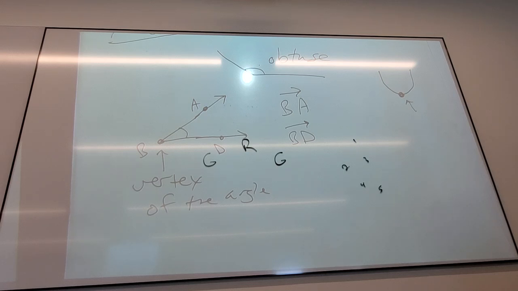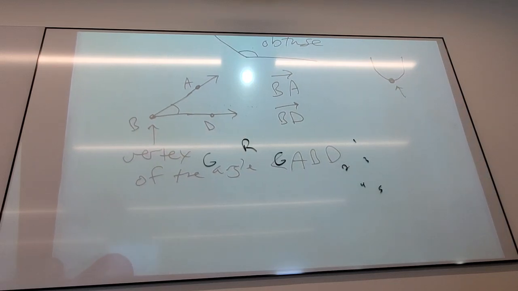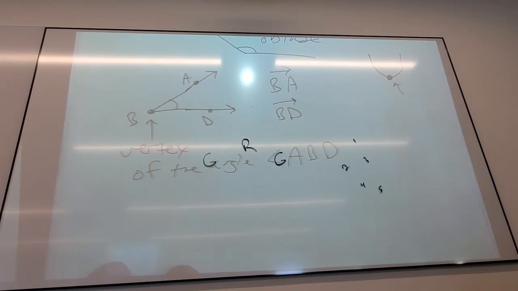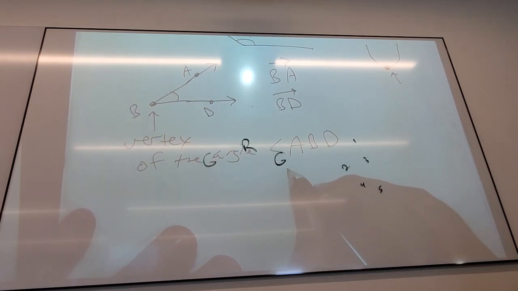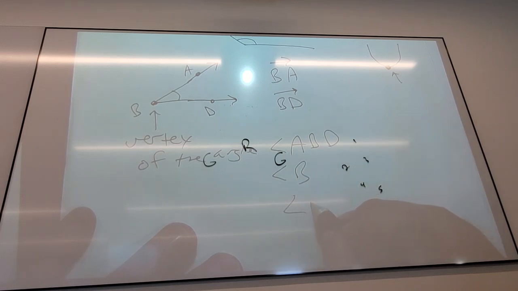Can somebody give me a name for that angle? ABD. Yeah. Did I talk about this a little bit already? It was part of what the worksheet was on. Oh, good. Okay. What else could I call this angle? Good. And I could also call it DBA. You could do it, Jeff.